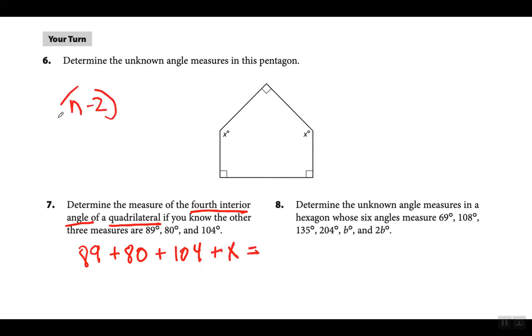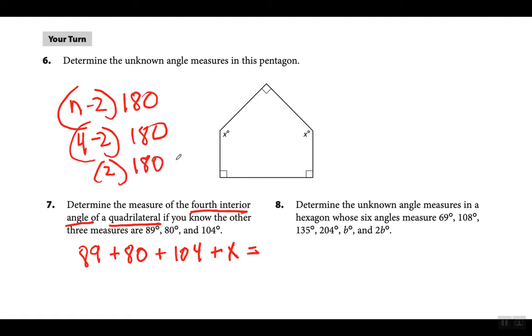Alright, so 89 plus 80 plus 104 plus x has to equal, I forgot to do this step. We already did it before, and this is one that's easy to memorize. For a quadrilateral, it's going to be 2 times 180, which is 360. So the sum of the interior angles of a quadrilateral is always 360. La suma de los ángulos interiores de un cuadrilátero siempre te da 360.